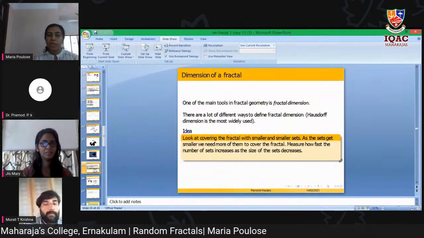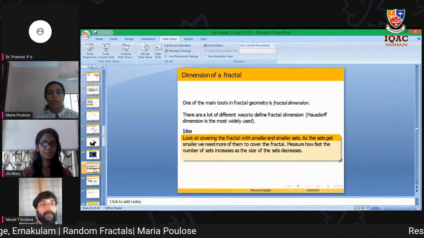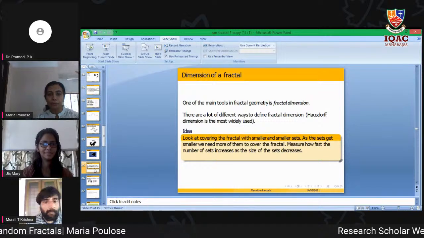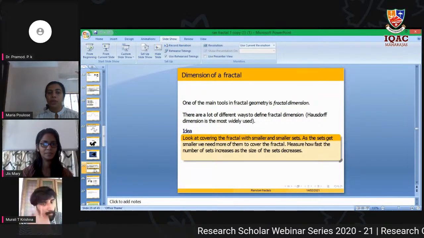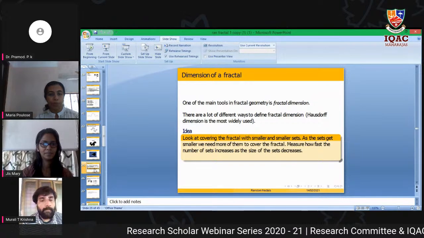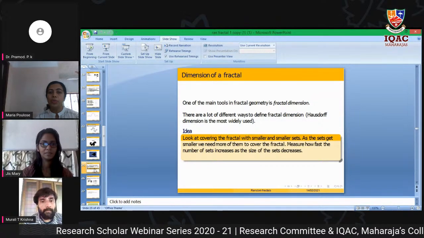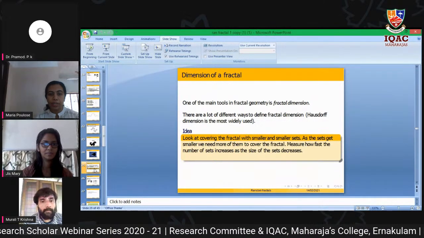Next, we are going to the dimension of a fractal. One of the main tools in fractal geometry is fractal dimension. There are a lot of different ways to define fractal dimension. Hausdorff dimension is the most widely used.